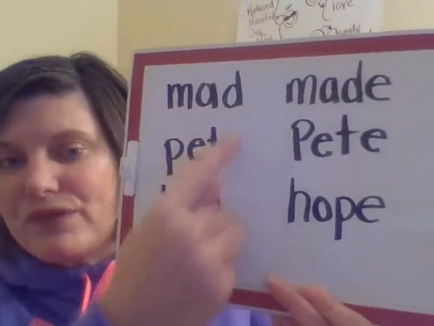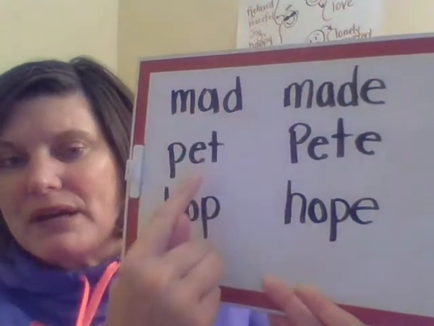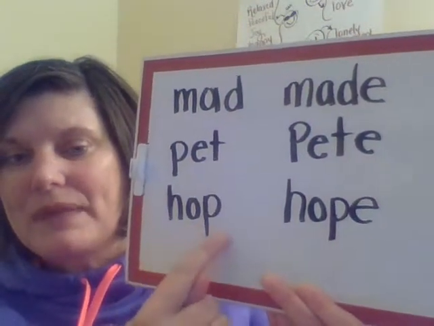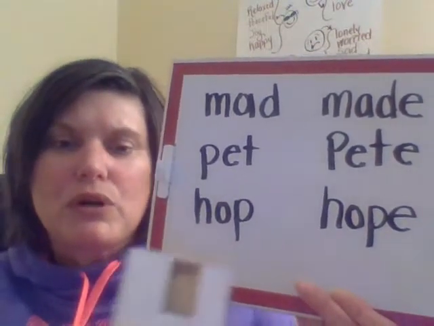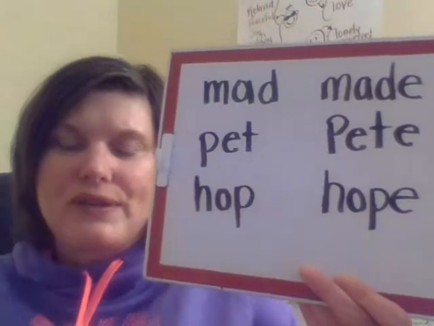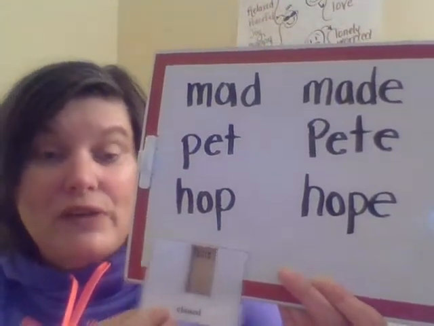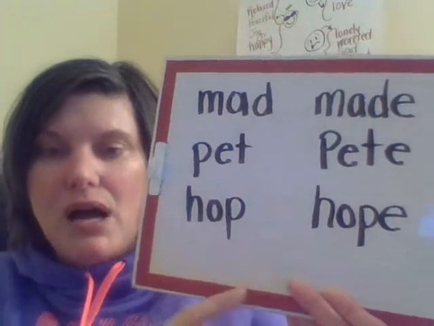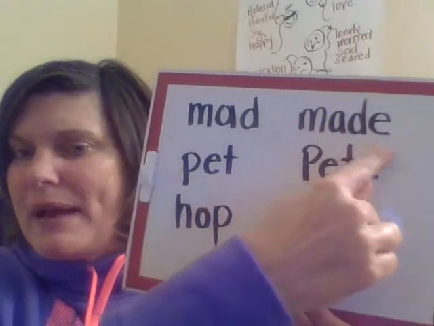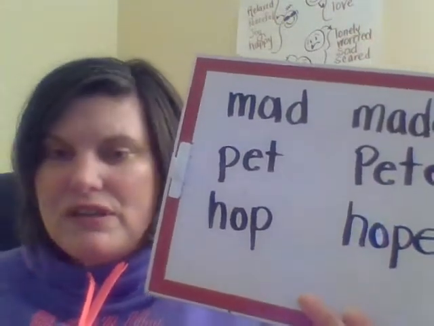In this first column, I notice there is a vowel followed by a consonant. And we already know that when you have a vowel followed by one or more consonants, it is a closed syllable type. When you have a closed syllable type, we know those vowels are short. So this is mad, pet, and hop. Now look what happens just by adding an E to the end of each of these words.